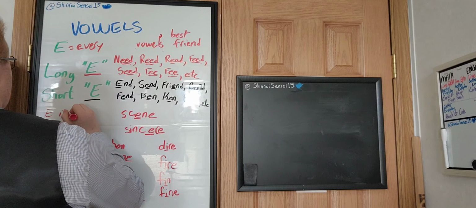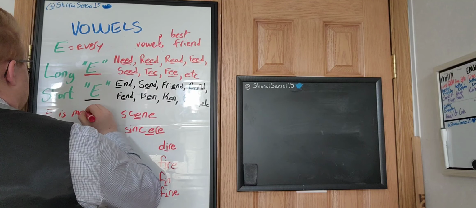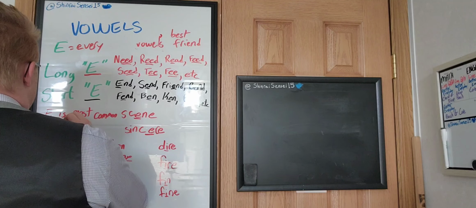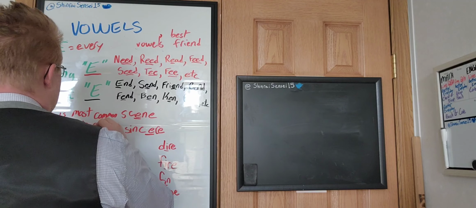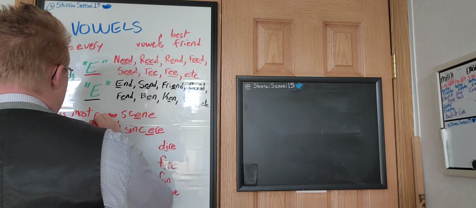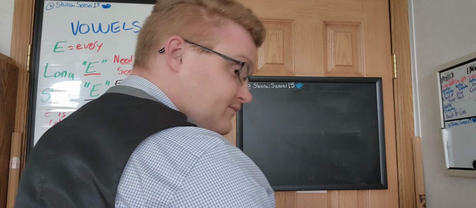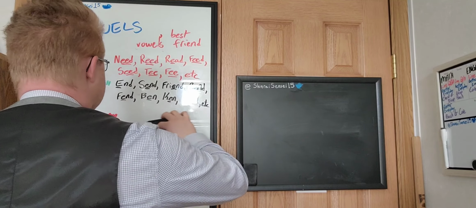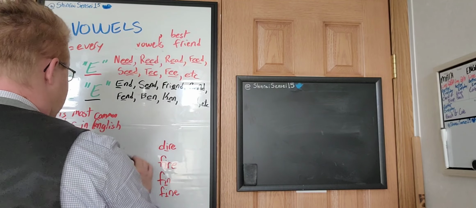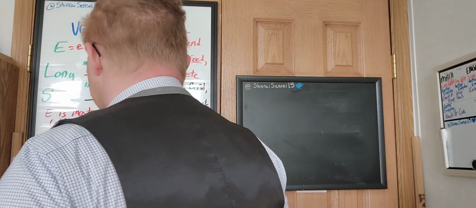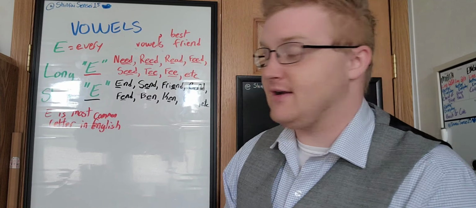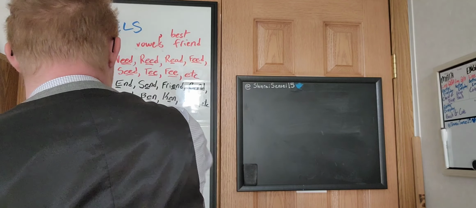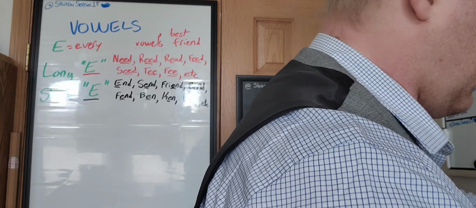E is the most common letter in English. So that's another thing to kind of write down and remember. E is the most common letter in English. You will see E everywhere, right? E is the most common letter in English, and I'm going to write that a little less small and a lot more clearly, hopefully, with a bigger marker.